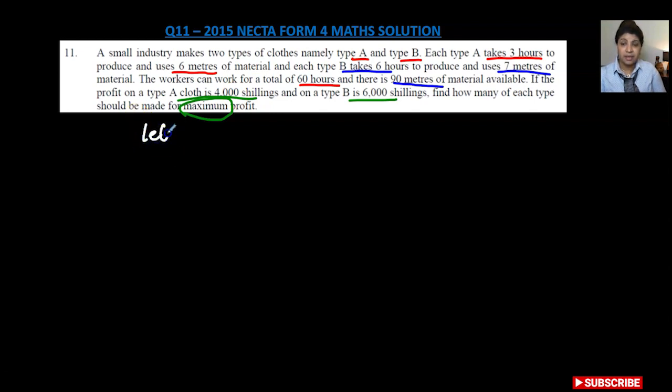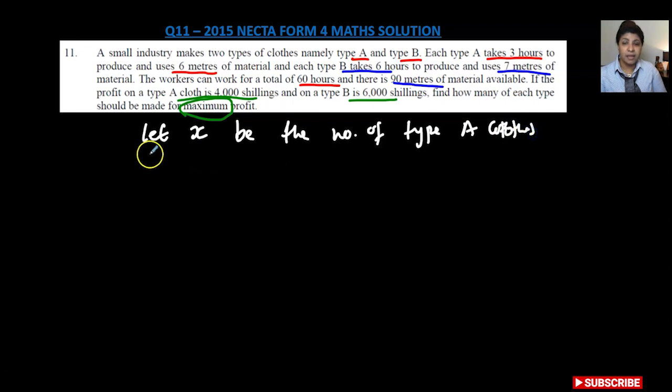Let X be the number of type A clothes. And then let Y be the number of type B cloth. That's important. The next thing you need to do is make a small table so everything is clear in your head and you haven't missed anything out.